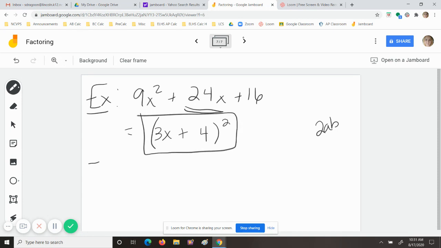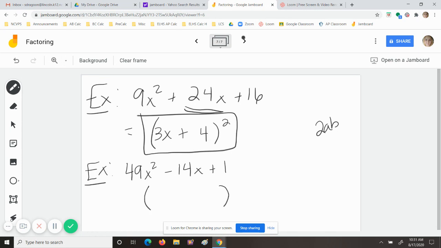Okay, and let's try one more. This time we're going to have a subtraction in here. So let's look at 49x squared minus 14x plus 1. Again, we have three terms, and our first term and our last term are perfect squares. 49x squared and 1 are both perfect squares. So let's see if it fits the model.